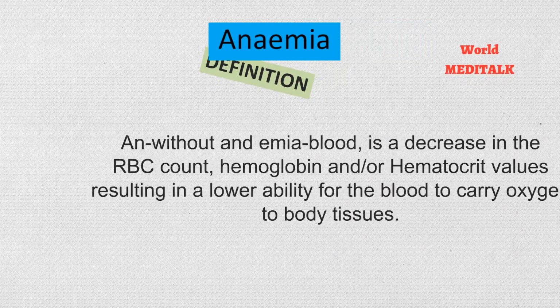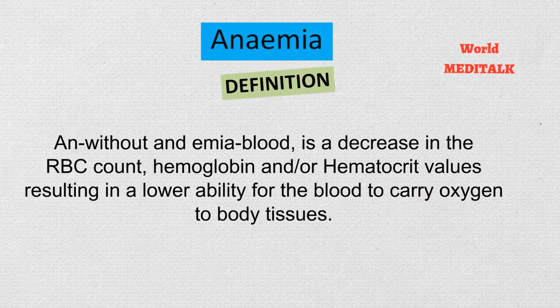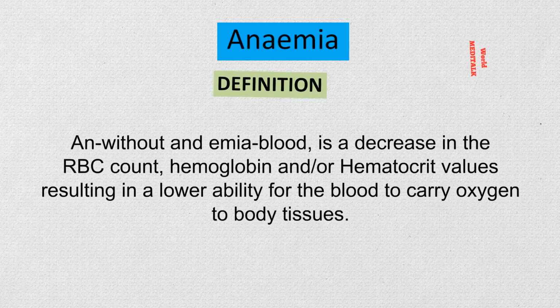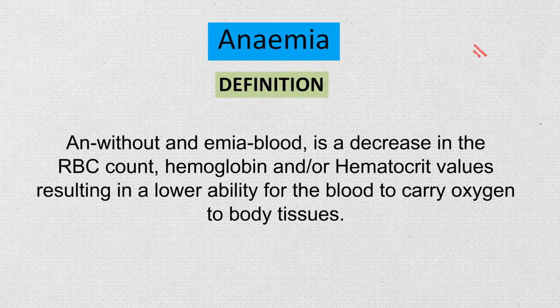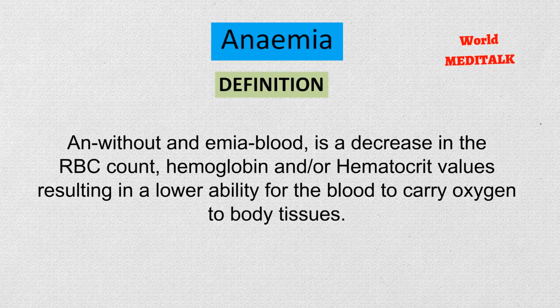Now let's talk about the definition. An means without and emia means blood. Anemia is a decrease in the RBC count, hemoglobin and/or hematocrit values, resulting in a lower ability for the blood to carry oxygen to body tissues.